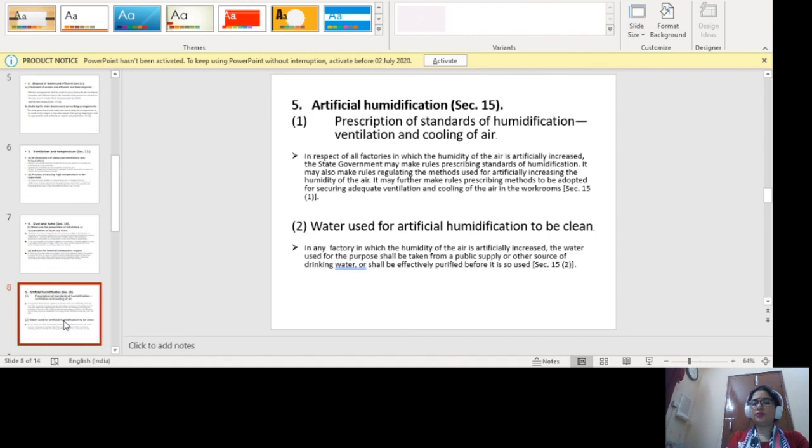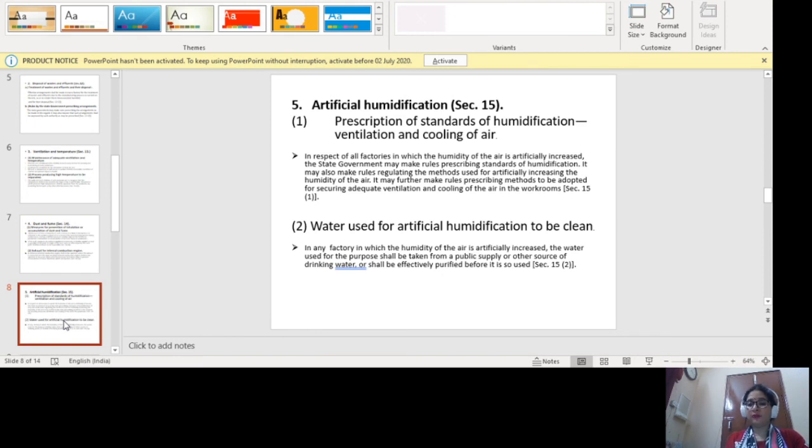Now, next is artificial humidification. Prescription of standards of humidification, ventilation, and cooling of air in respect of all factories in which the humidity of the air is artificially increased. The state government may make rules prescribing standards of humidification. It may also make rules regulating the methods used for artificially increasing the humidity of the air.